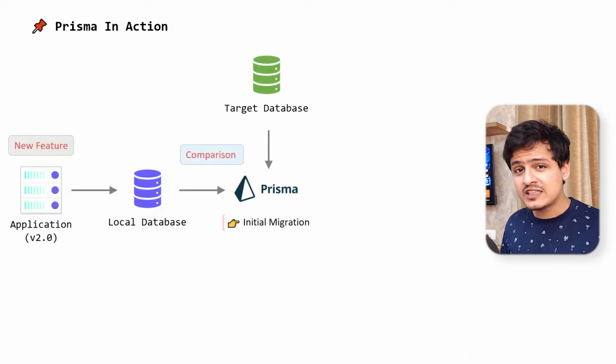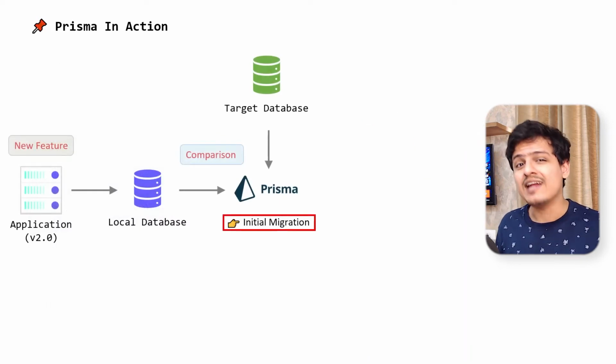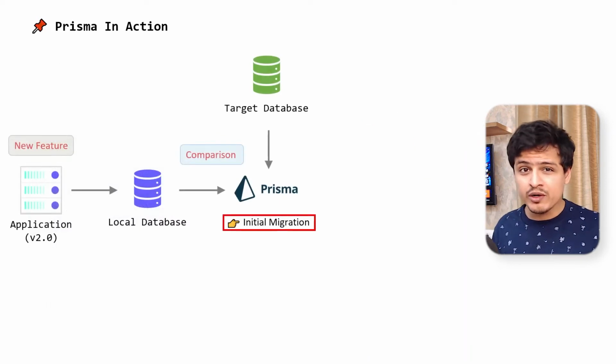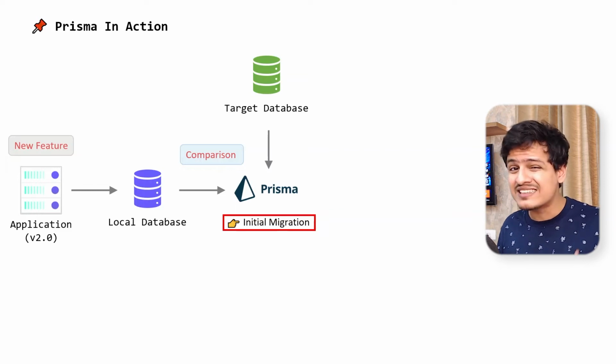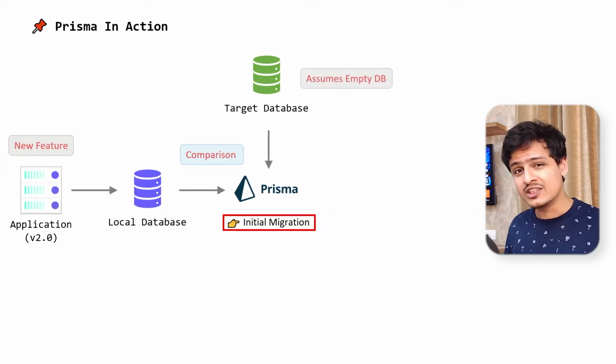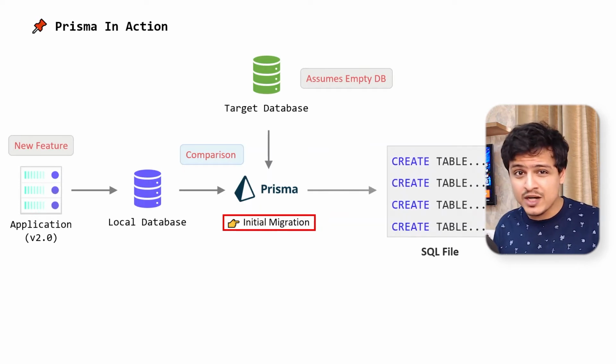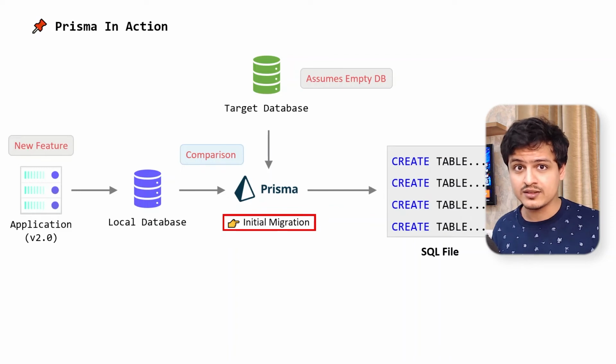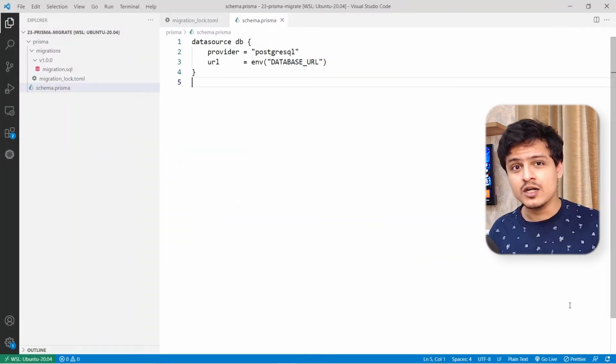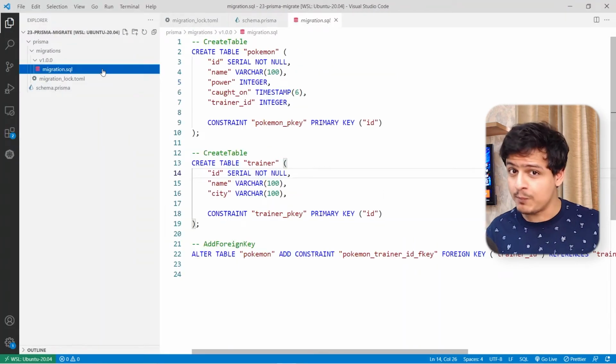Now, the first migration step is kind of special. At this point, Prisma doesn't really know if our production database schema is in sync with the local one. It assumes that the target database will be empty. So the SQL file it generated earlier simply contained a bunch of create table statements. We've just got two tables here, one for the trainer and the other for Pokemon.